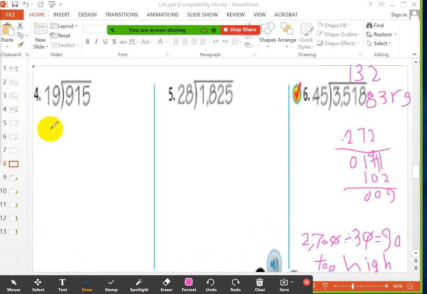Now I want to divide 915 by 19. Help me in math, please. Now, 9 divided by 19. Can I divide 9 by 19? No. So I will take the 1. So the first digit in the quotient will be in the tens place. Now, 91 divided by 19. How many 19s in 91, Almas? What do you think? 4 or 5?